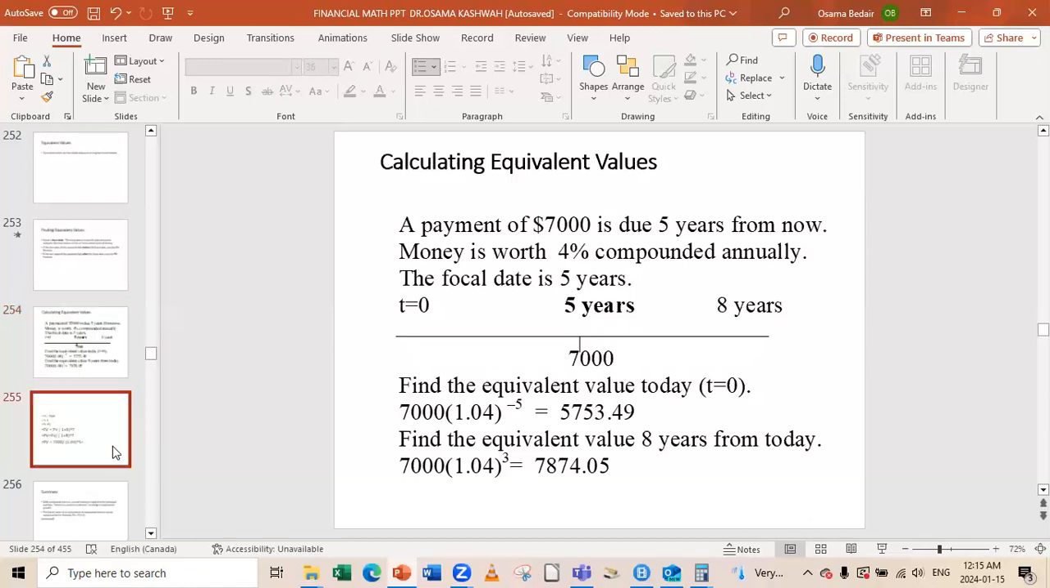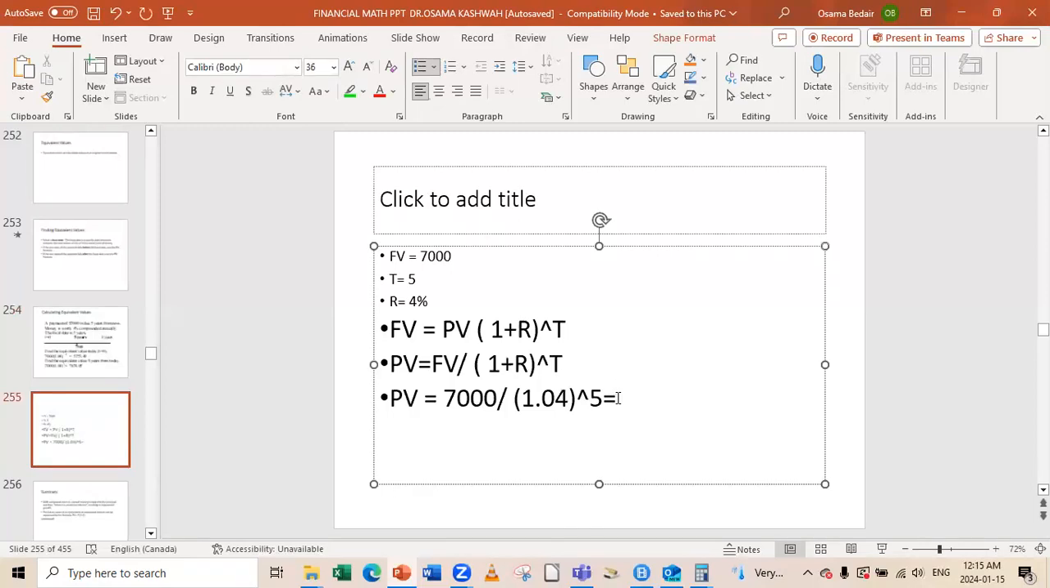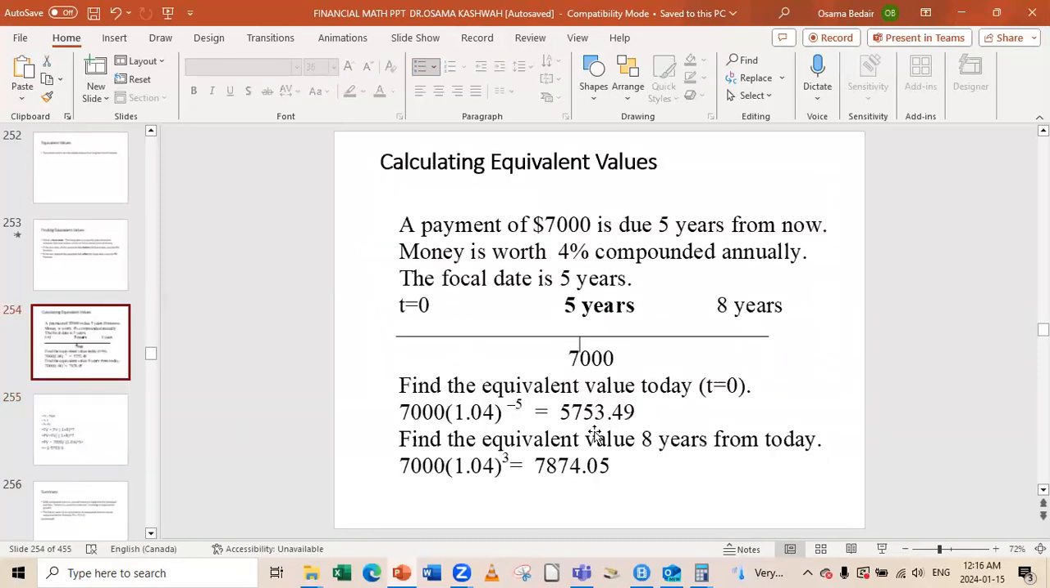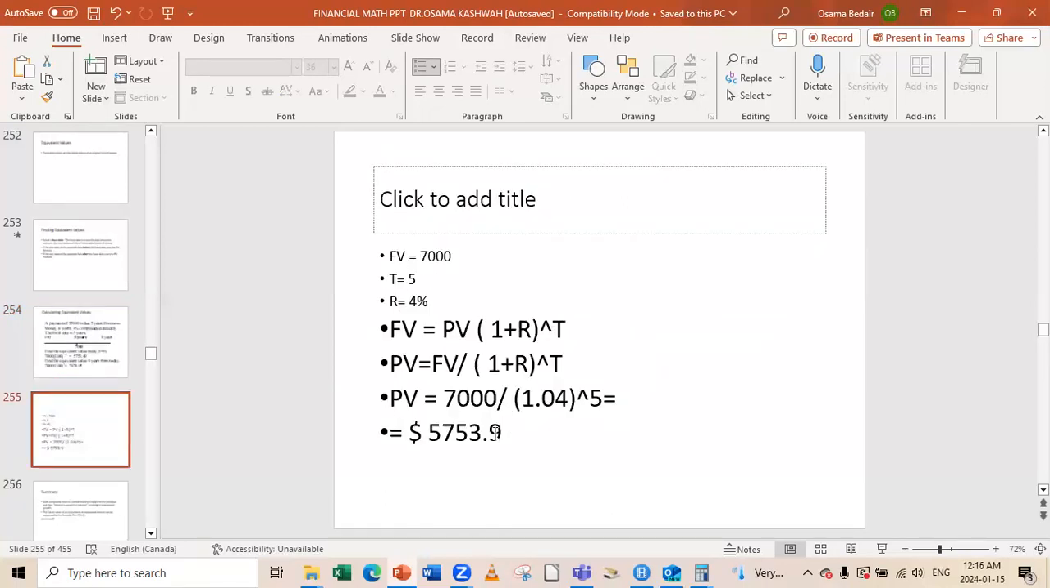5753.49. Of course, this will be in dollars. So here it is, 5753.49.